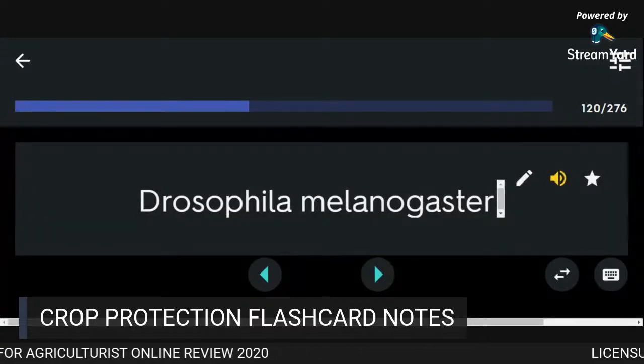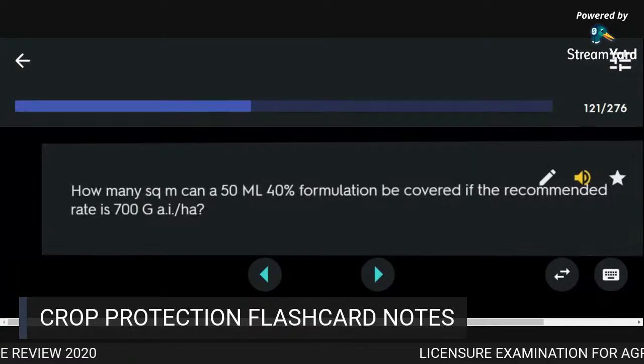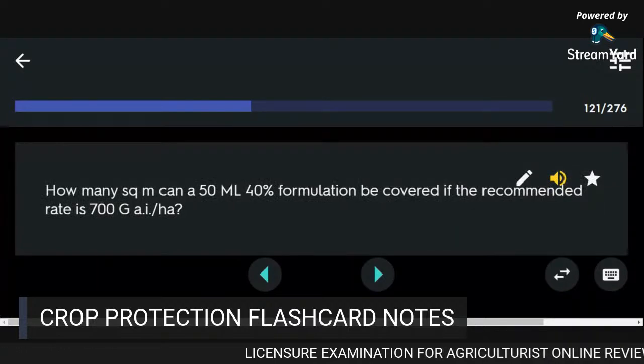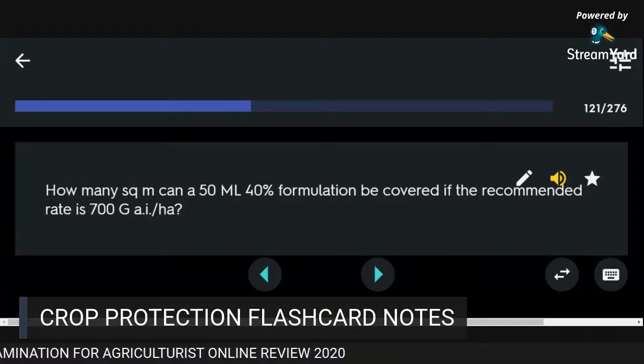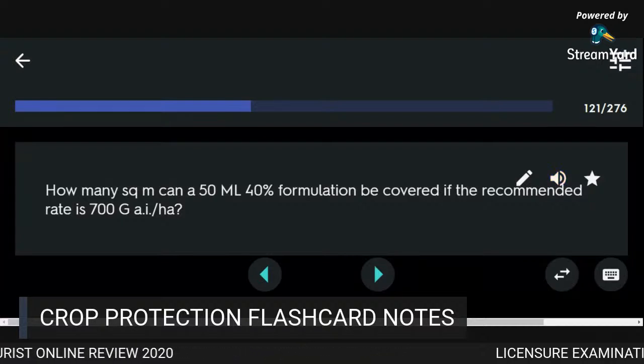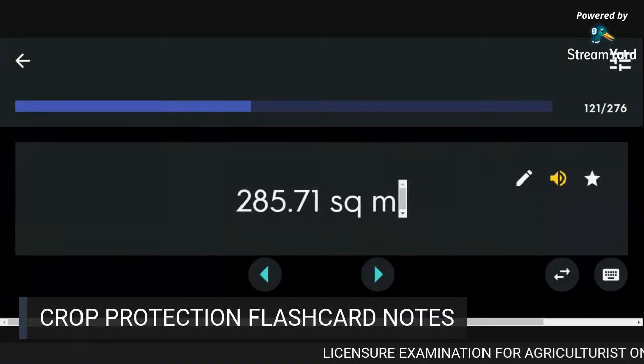Species of fruit fly or vinegar fly: Drosophila melanogaster. How many square meters can a 50 milliliter, 40% formulation cover if the recommended rate is 700 grams AI per hectare? 285.71 square meters.